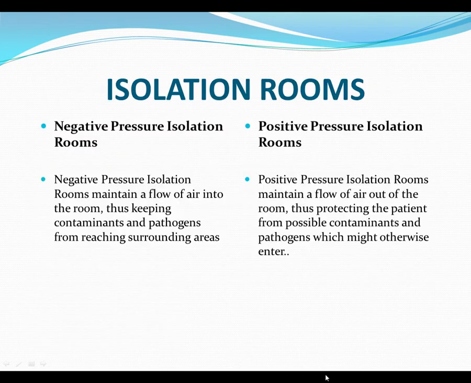Oh, one thing that I forgot, sometimes patients are put in a positive pressure isolation room. Positive pressure isolation rooms maintain a flow of air out of the room, thus protecting the patient from possible contaminants and other pathogens which might otherwise enter. So patients that are in positive pressure isolation rooms will be patients that are very immunocompromised, maybe someone that's just gotten some kind of procedure done, or like a cancer patient that has a very, very low immune system. You want them to be in a positive pressure isolation room because you want to maintain a flow of air out of the room, protecting the patient.